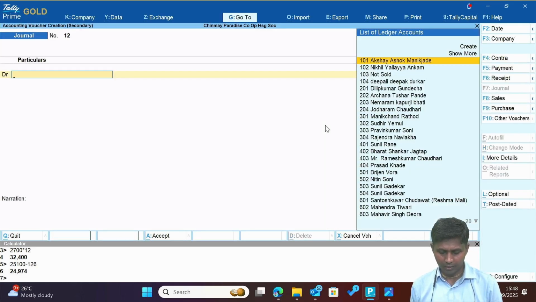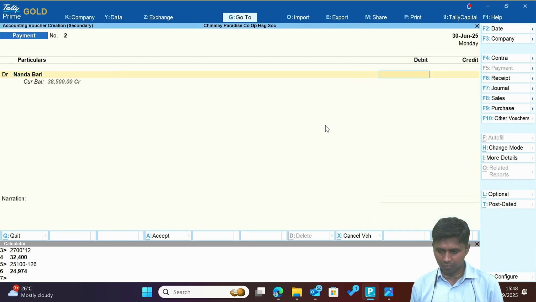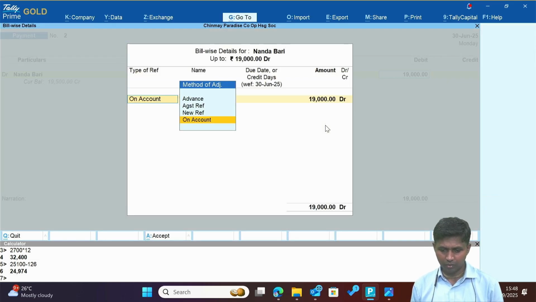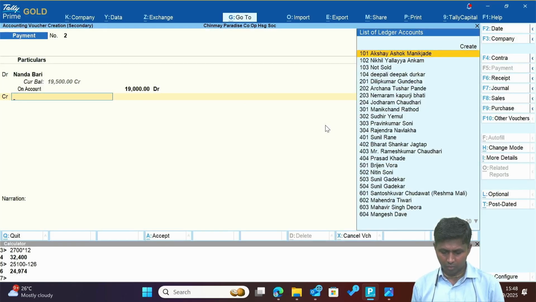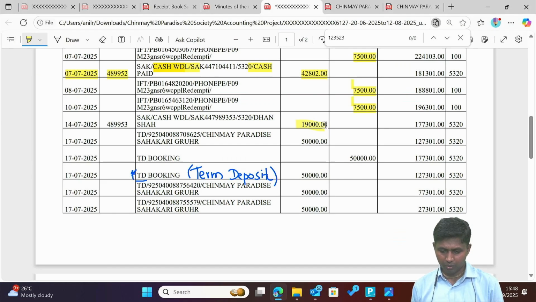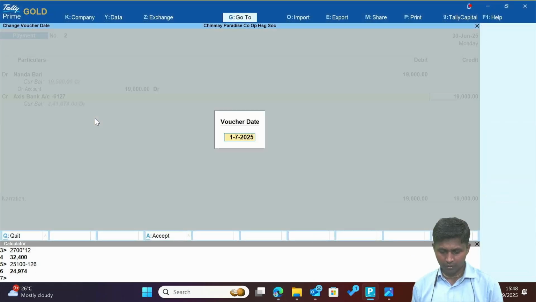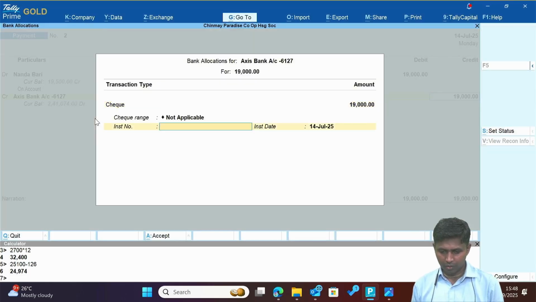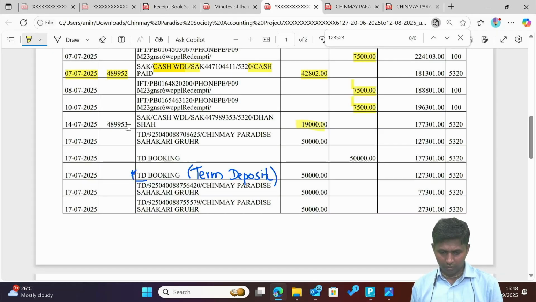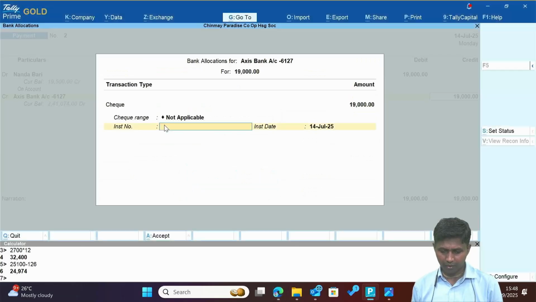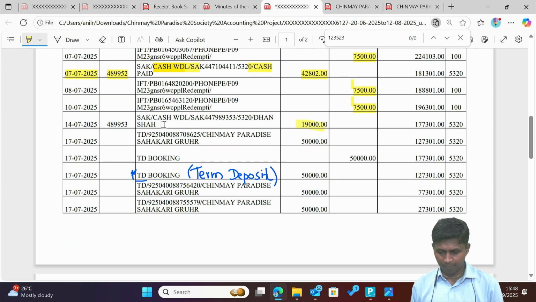Therefore here only add the entry, and then make the payment, F5, say Nand Bari 19,000, and then through Axis Bank we are giving this amount. Now check the date, 19,000 rupees, 14th July. Say 14th July. Okay, instrument number 489953. 19,000.